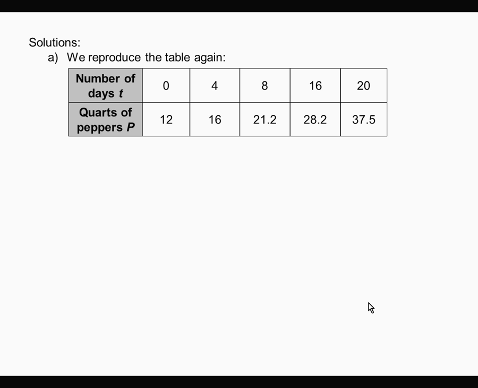Okay, our solutions. We want to reproduce the table again. So there's the table. We do observe that our delta t is 4 in all cases. Remember, if they weren't all the same, we'd actually have to plot the data to see if it looks like it's exponential.